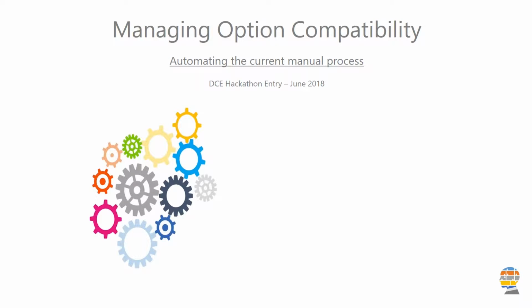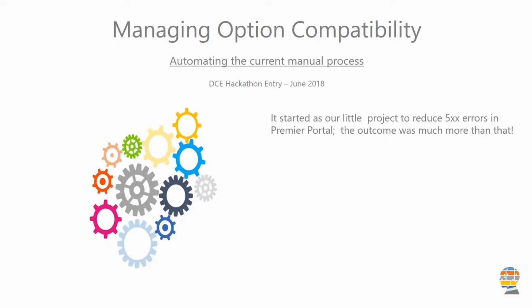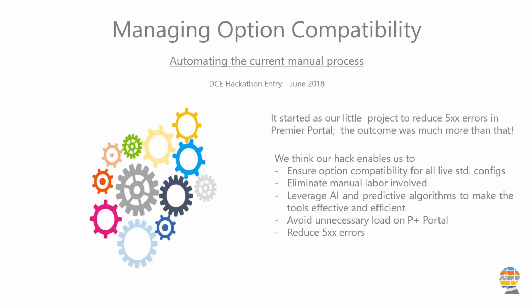Our hack is to automate the manual process of managing option compatibility of standard configurations. A dedicated team within DCE Premier Quality Operations performs this process manually. This team ensures that standard configurations always have valid default options, so that they do not break when a customer configures them.